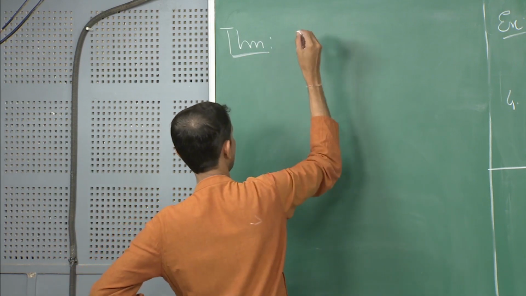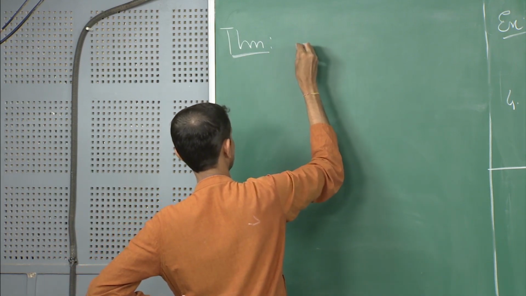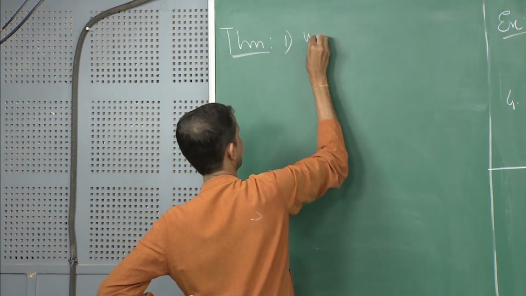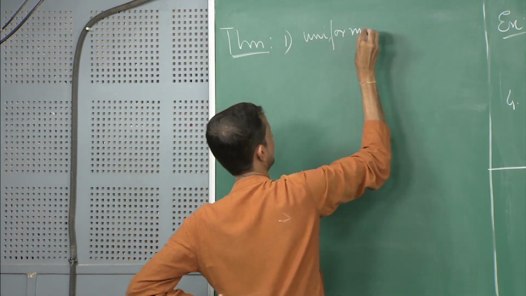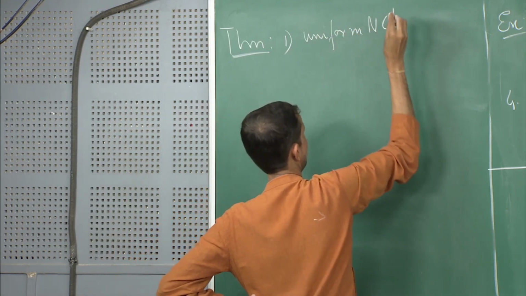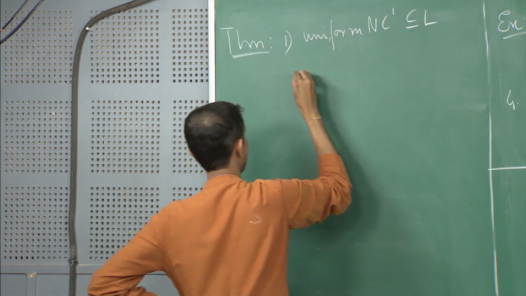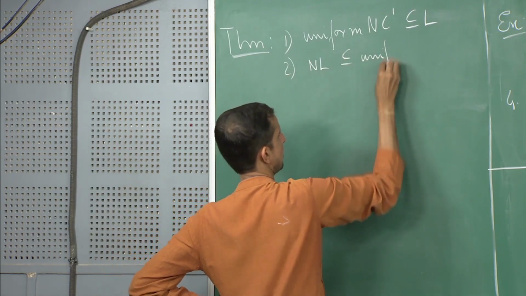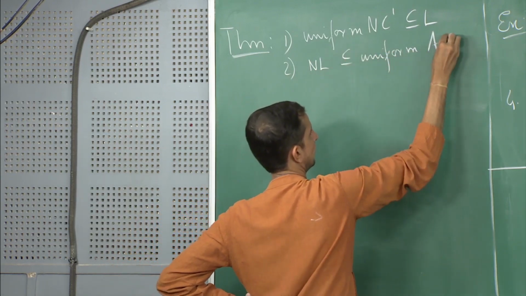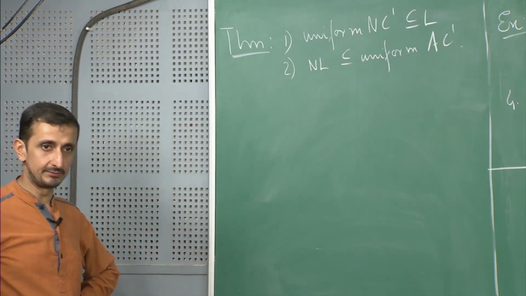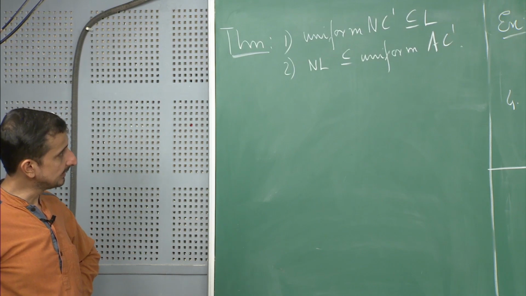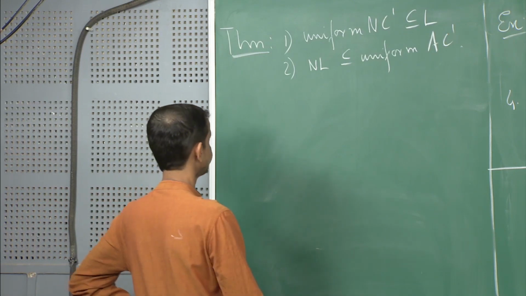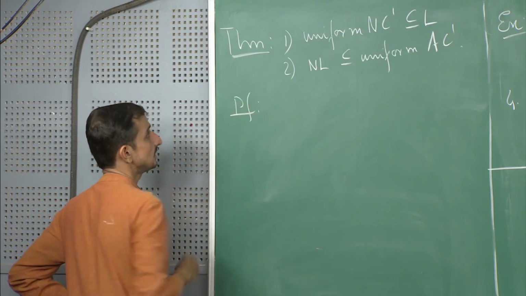The theorem that we will be proving is that uniform NC1 is in L and NL is in uniform AC1. And when I say uniform, what I mean here is log space uniform. So, how does the proof go?